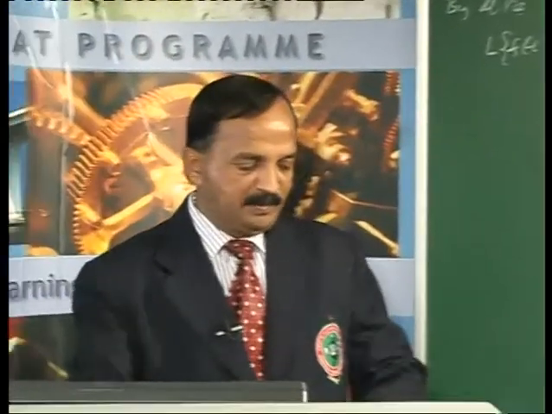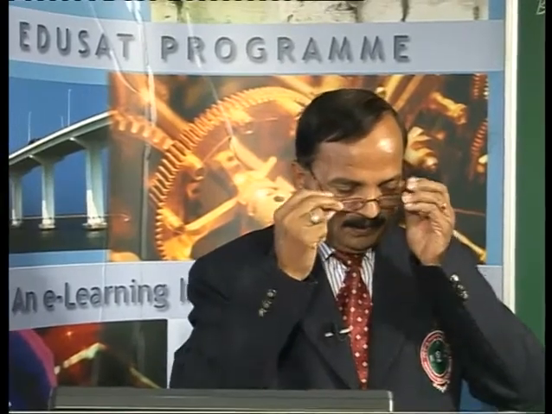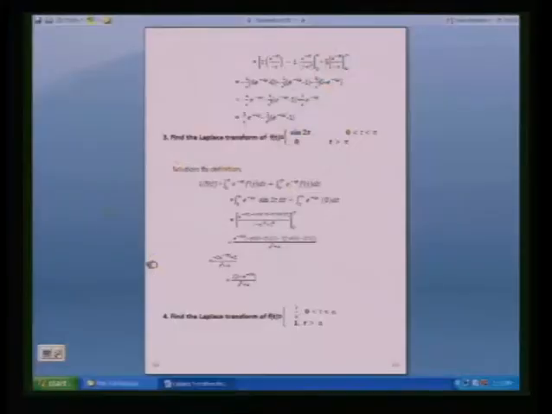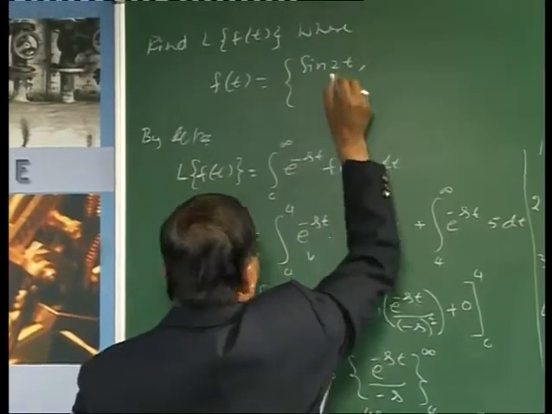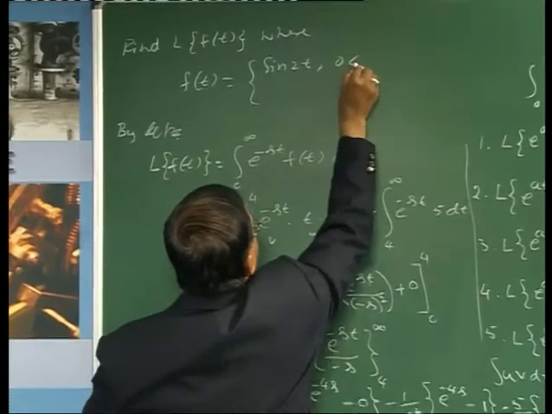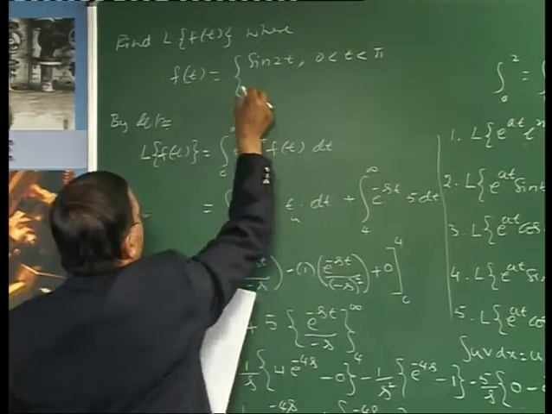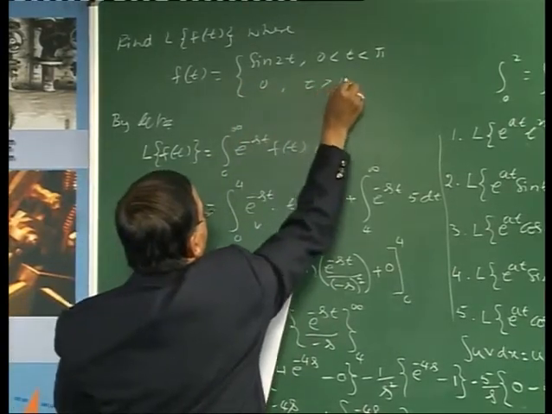Same type, one more problem. Find L of f of t, where f of t is equal to sin 2 t, 0 less than t less than pi, and f of t is equal to 0 when t greater than pi.